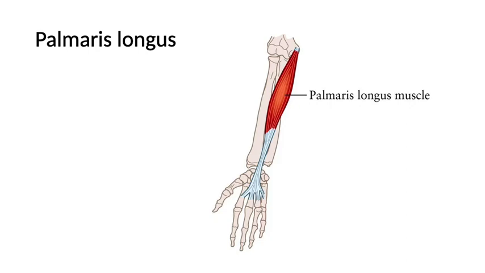Palmaris longus, origin from the common flexor origin. Tendon is very long and cord like, passes superficial to the flexor retinaculum and blends with it, and it goes ahead and joins the palmar aponeurosis. It is said that palmaris longus is a degenerating muscle. It has got a small belly and a long tendon. The distal part of the palmaris longus is the palmar aponeurosis. May be absent in few. Nerve supply is median nerve.